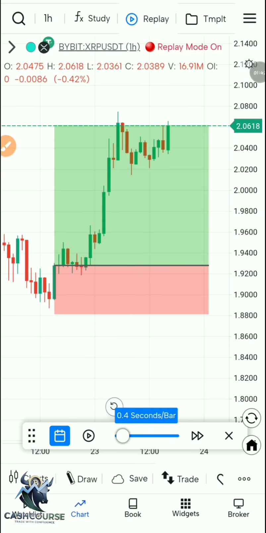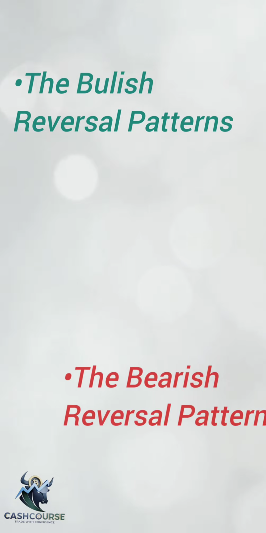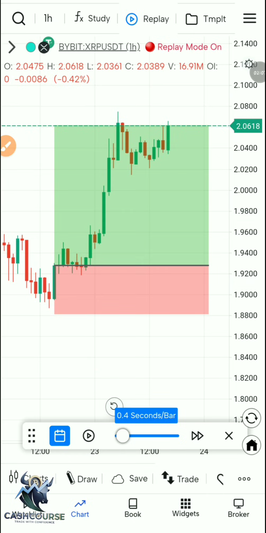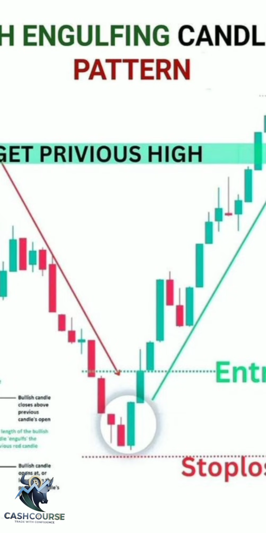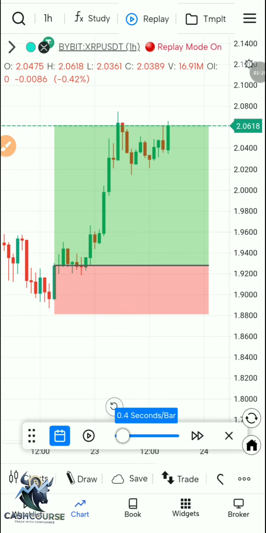Now that we know what candlestick patterns are, what are the types of candlestick patterns? Primarily, we have two types of candlestick patterns based on the prediction they make. We have the bullish reversal candlestick pattern and then the bearish reversal candlestick pattern. Now, the bullish reversal candlestick pattern forms at the bottom of a downtrend. Examples of those candlestick patterns are the hammer candlestick pattern, the bullish engulfing candlestick pattern, the inverted hammer candlestick pattern, and many others.